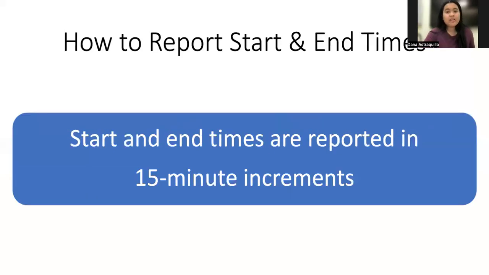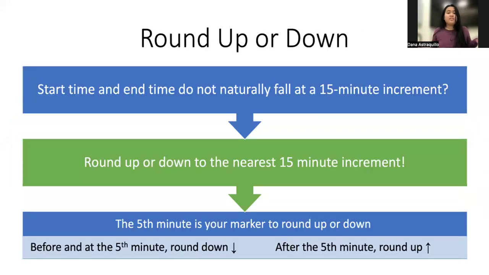All right. How do you report in start and end times? You're going to report those in 15-minute increments. That means it's going to end in 00, 15, 30, 45. Simple as pie. Now, if it doesn't fall directly on the 15-minute rule, you're going to round up or down to the nearest 15-minute increment.